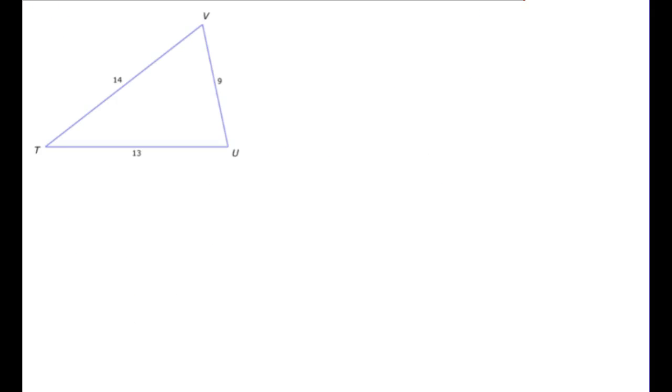This last example we're not going to solve. We have triangle TUV with all 3 side lengths. You need to determine how we could solve this triangle. We either have to use the law of sines or the law of cosines. The Pythagorean theorem is not going to help because first, we don't have a right triangle, and secondly, we already have all 3 side lengths. So in order to solve this, we have to find all 3 angles.